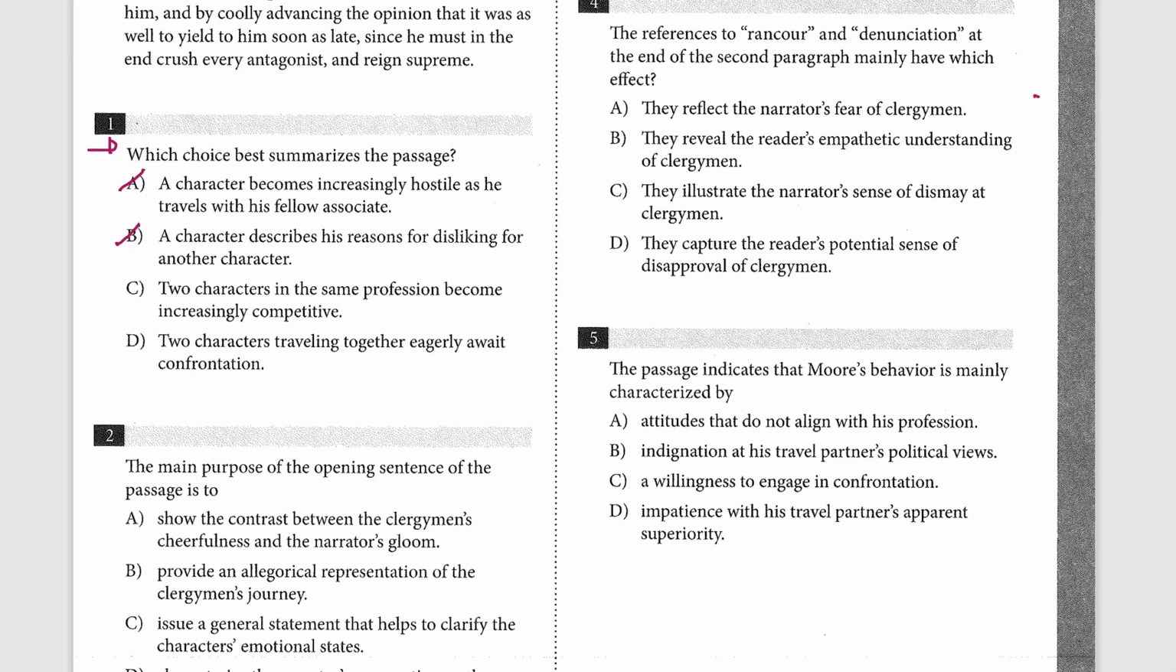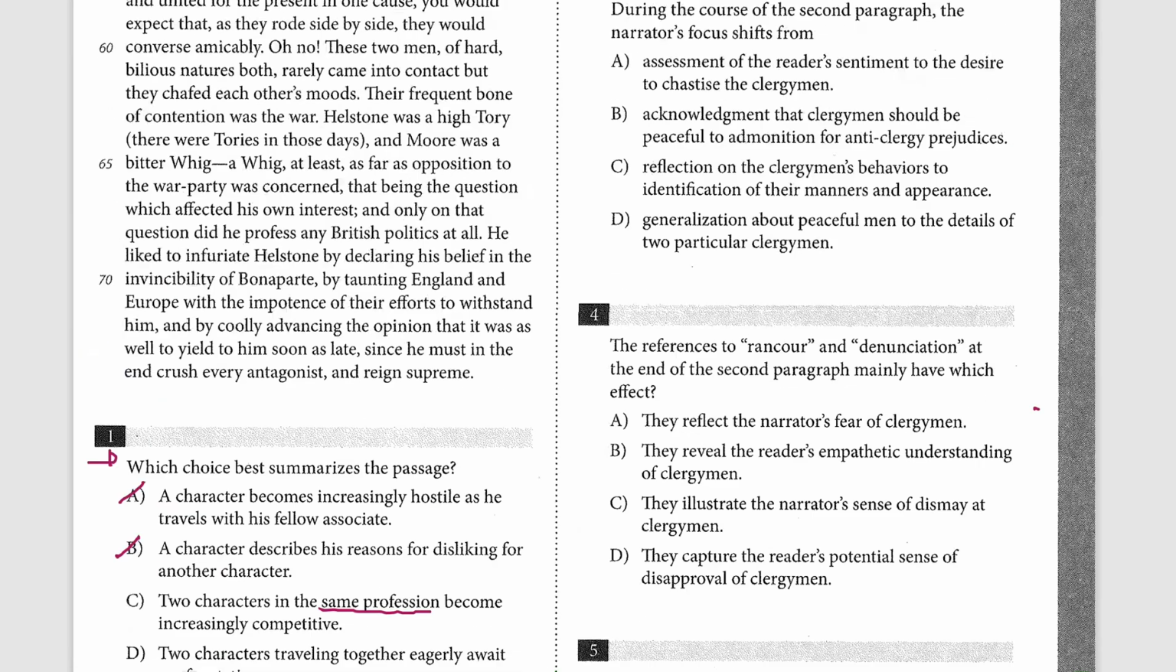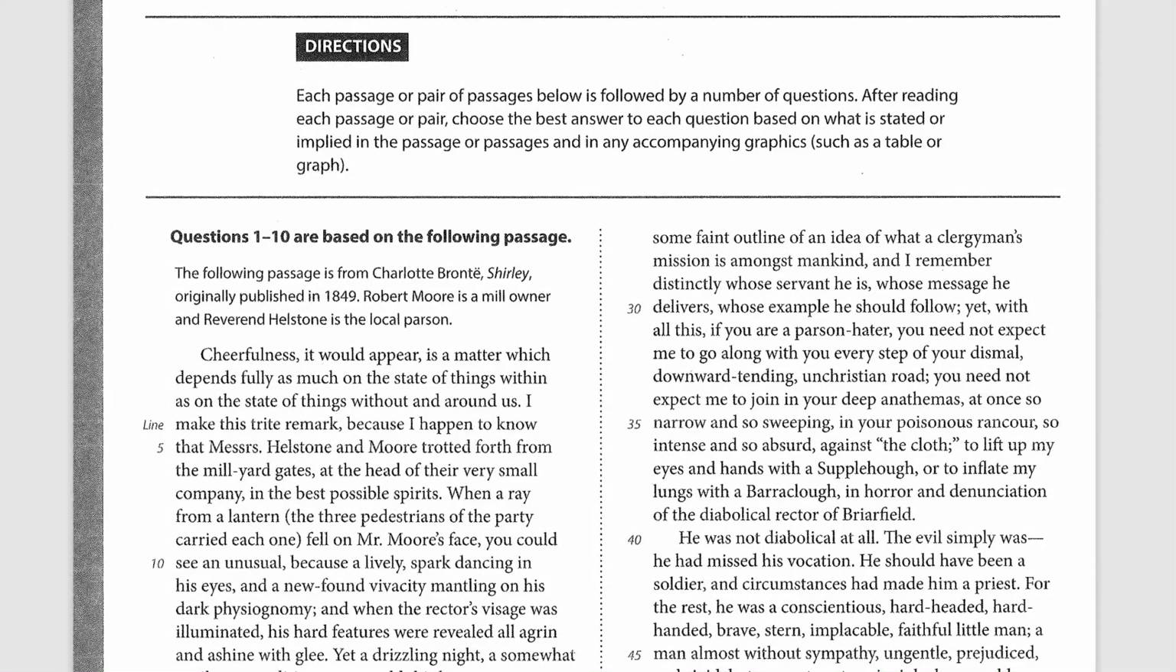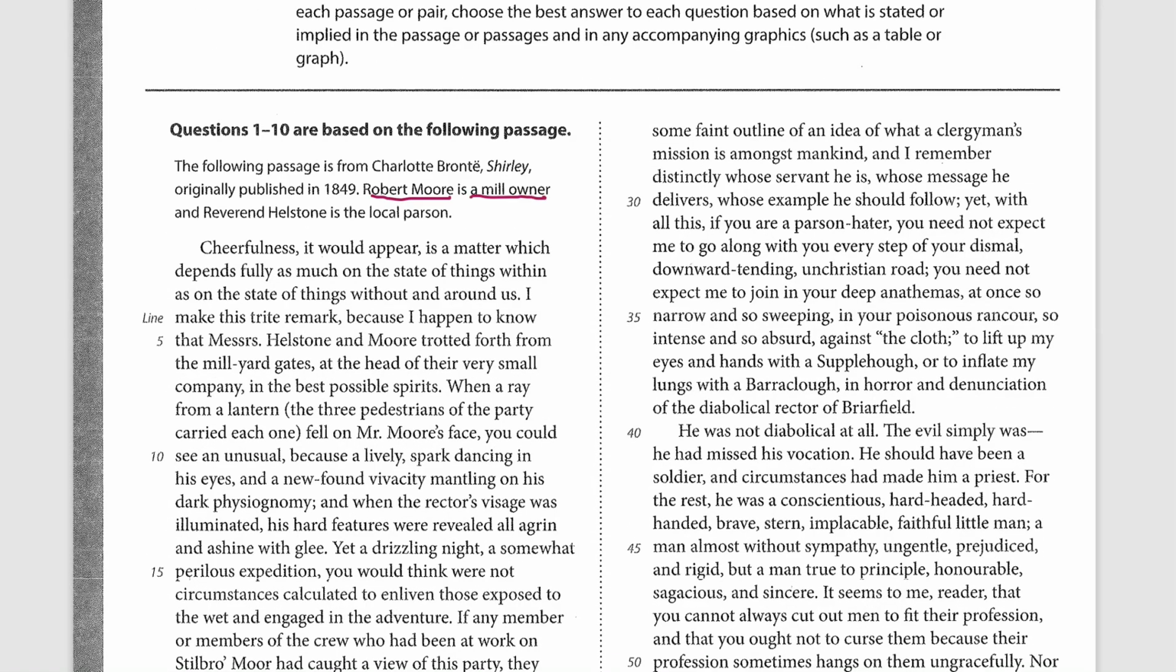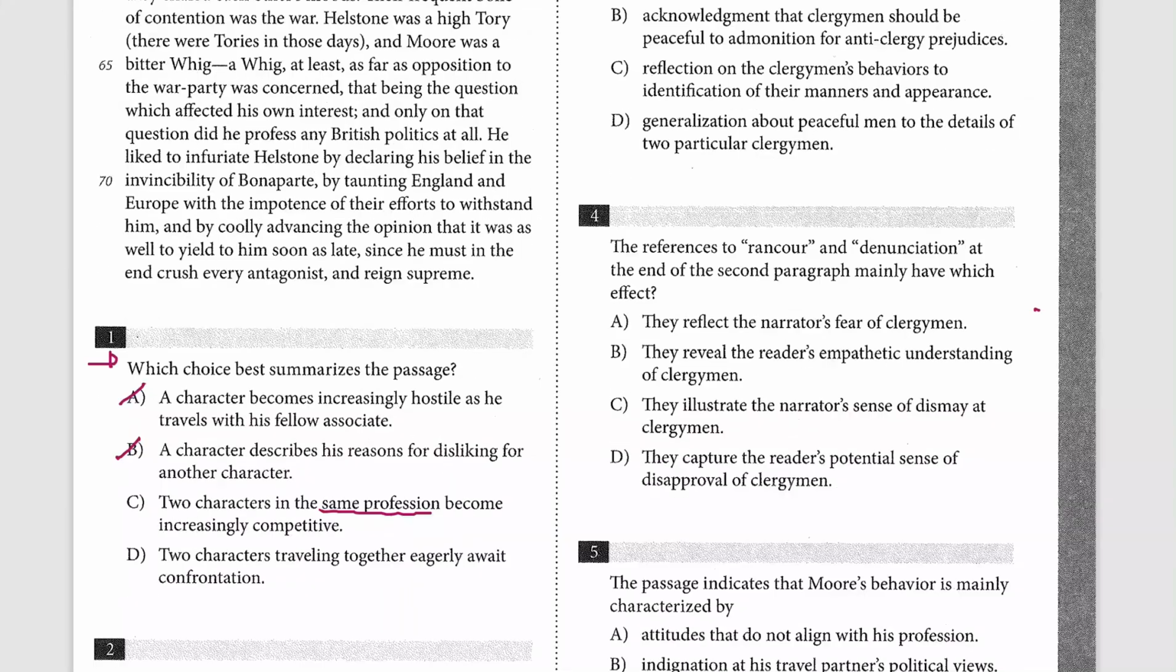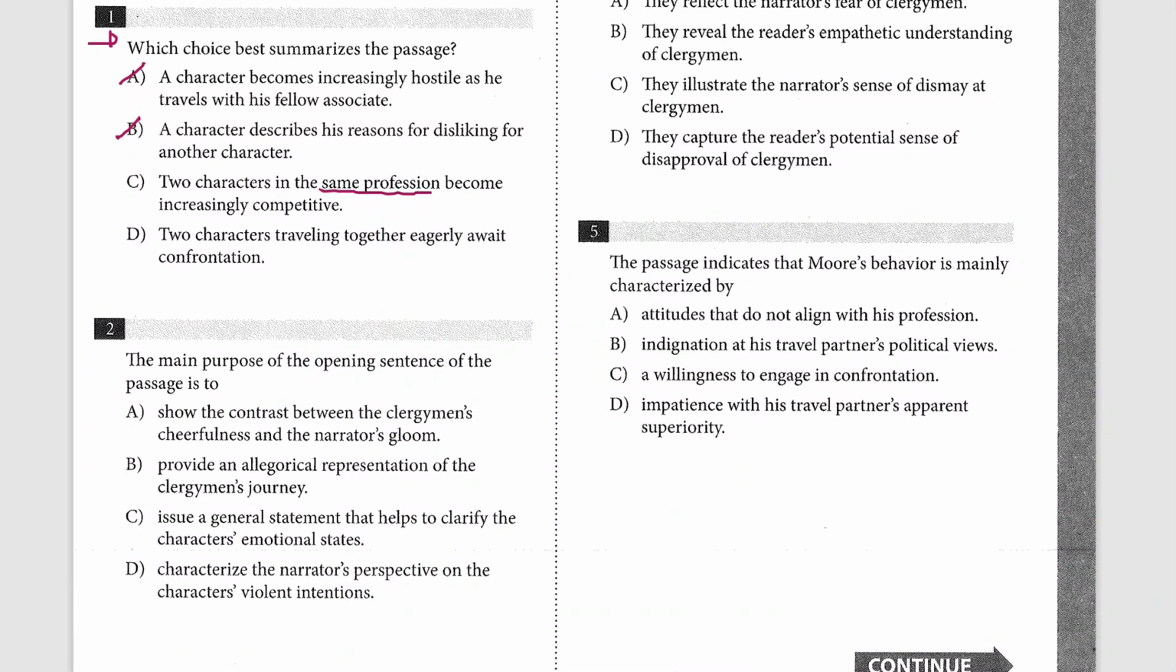انا عندي يا شباب مشكله هنا in the same profession. خلاص كده؟ they weren't in the same profession. ودي كان very clear فين يا مستر؟ لان كان في البلورب هنا if you look at the blurb احنا قلنا هنا ايه؟ Robert Moore is a mill owner and Reverend Hellstone is the local parson. يعني ايه مستر parson؟ parson or a clergyman او priest؟ فطبعا اللي يخليني ابعد عن الاجابه دي of the same profession. So I'm gonna cross it out. So I have to choose what?